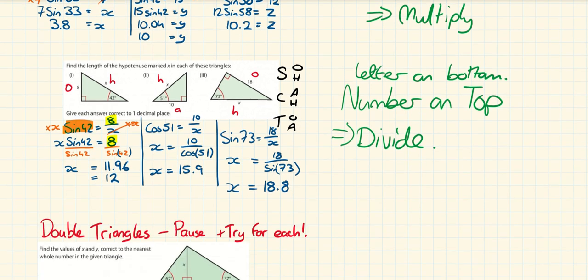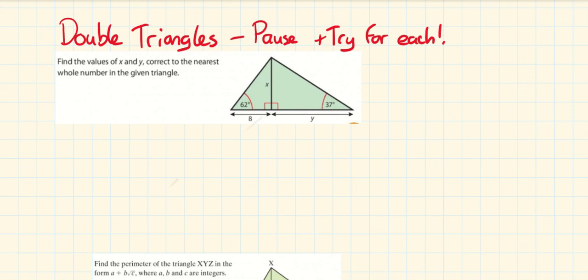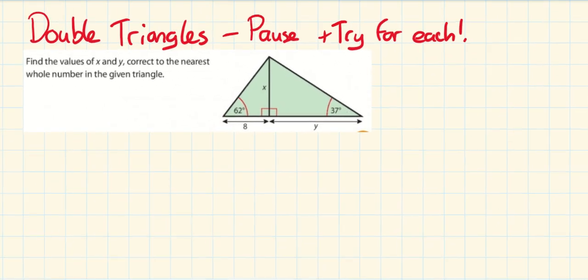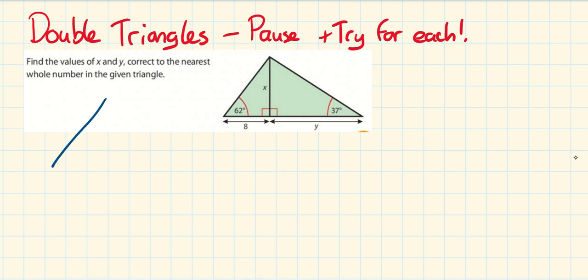Okay, let's move on now to a couple of slightly more difficult questions. So a lot of the time what they'll do in an exam is they'll put things as like double triangles and stuff like that. So you just need to do one triangle at a time. And what's a good practice in this is to draw the triangle that you're using. So this one says, find the values of x and y correct to the nearest whole number. So first of all, we're going to look for x. So draw our triangle. We've got 62 here, 8 here, and x here. We just ignore the rest of it for now.